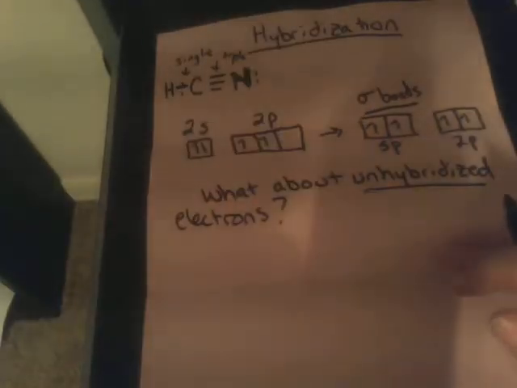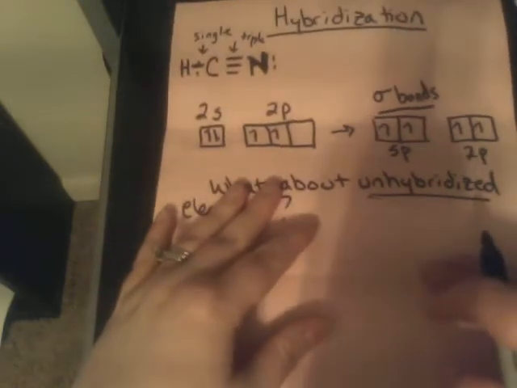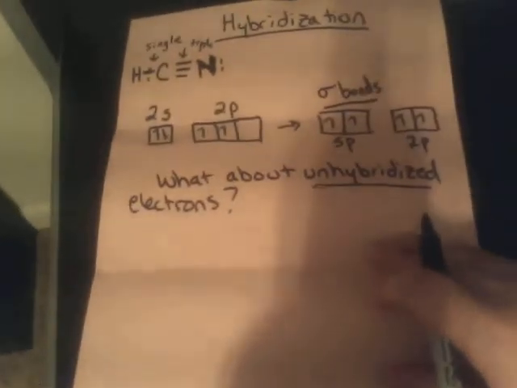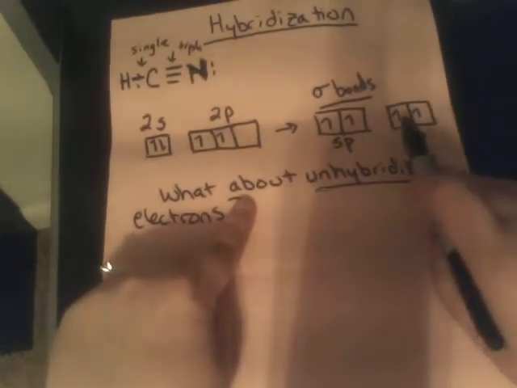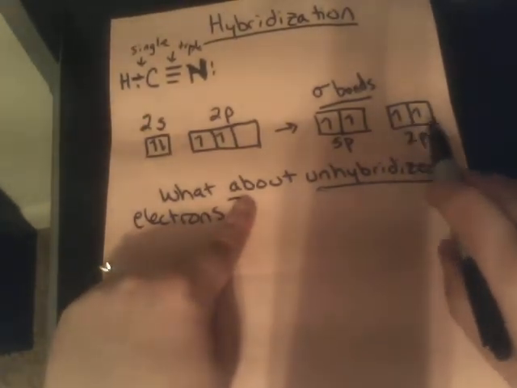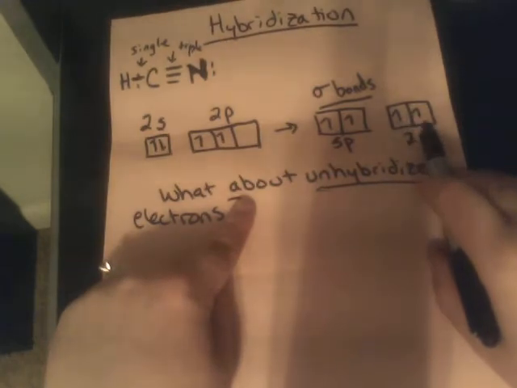And if you remember from the other one, sigma bonds are the strongest ones. They're the ones that are the single bonds. They're the ones that come first. Okay, but what about the unhybridized electrons here? What do we have from that? These are actually where the double bonds come in.